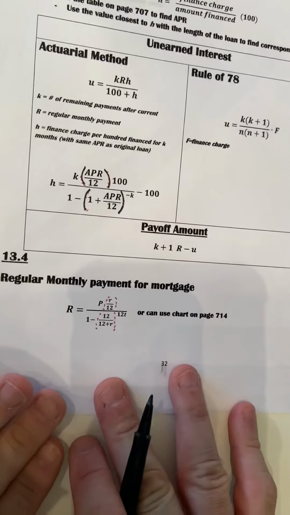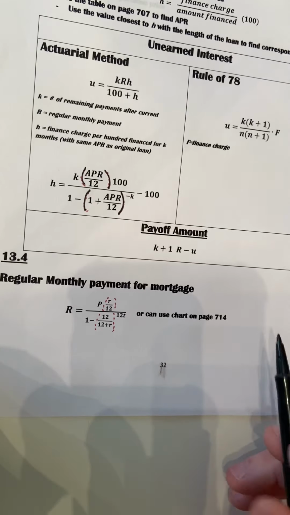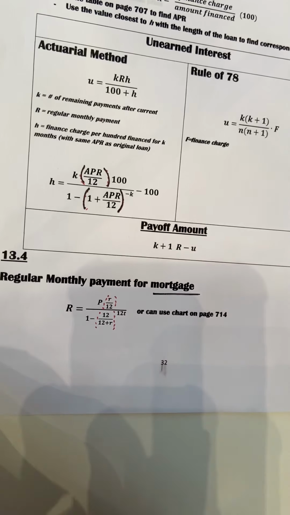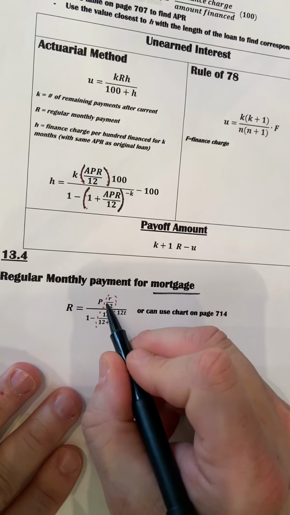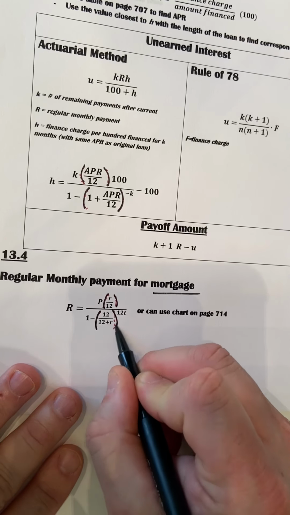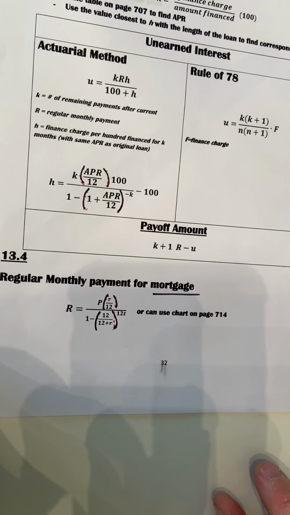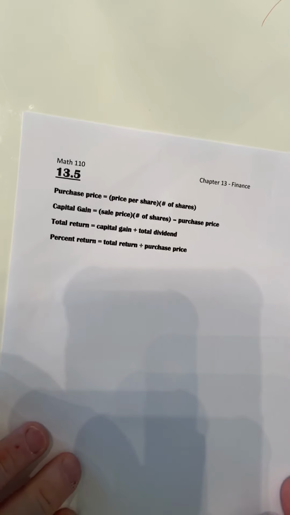And the last formula that we need to fix is the regular monthly payment for a mortgage. If you're purchasing your house, the mortgage payment that you make is calculated this way. Parentheses again. Pause this video if need be to make sure that all these formulas are correct. I like these formulas at the back for sure.